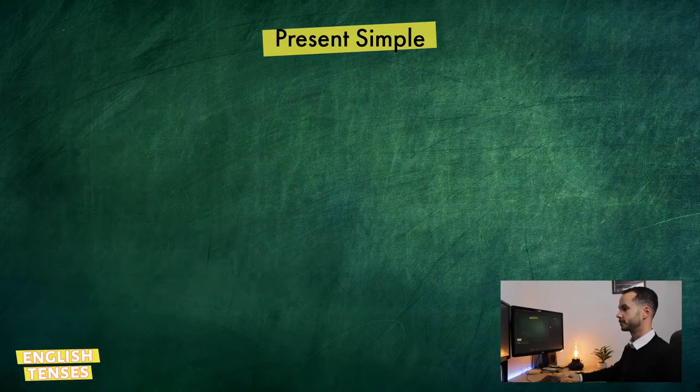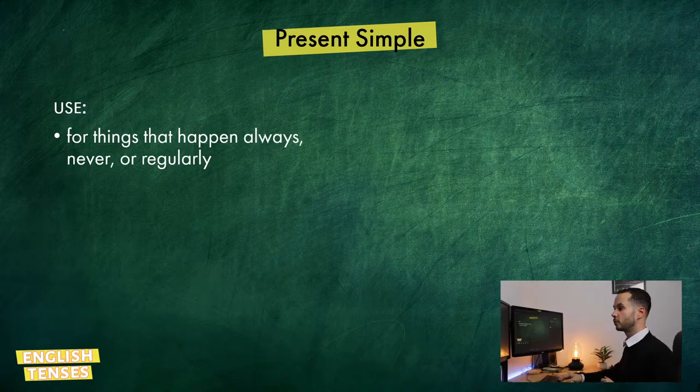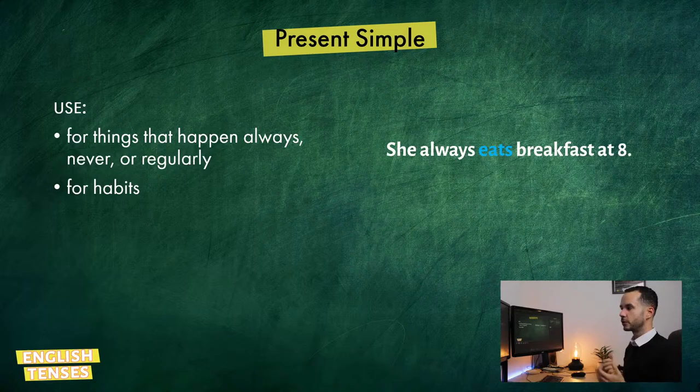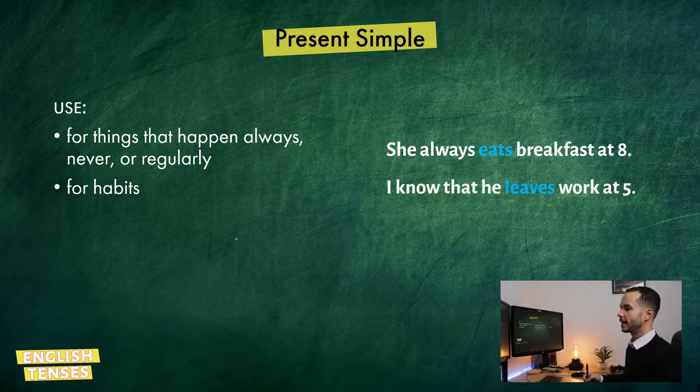So, some examples of these cases are, for example, in the case of things that happen always, never, and regularly, and habits, she always eats breakfast at 8. So that's something that happens always. We see that in the sentence, we have the word always that indicates that something happens always. So this is a regular thing, right? It happens every morning. And if we talk about habits, we can say, well, I know that he leaves work at 5. That is a habit. It's something that happens every day at 5. And the same goes for breakfast at 8, which is also a habit, right? So they're kind of the same in this case.